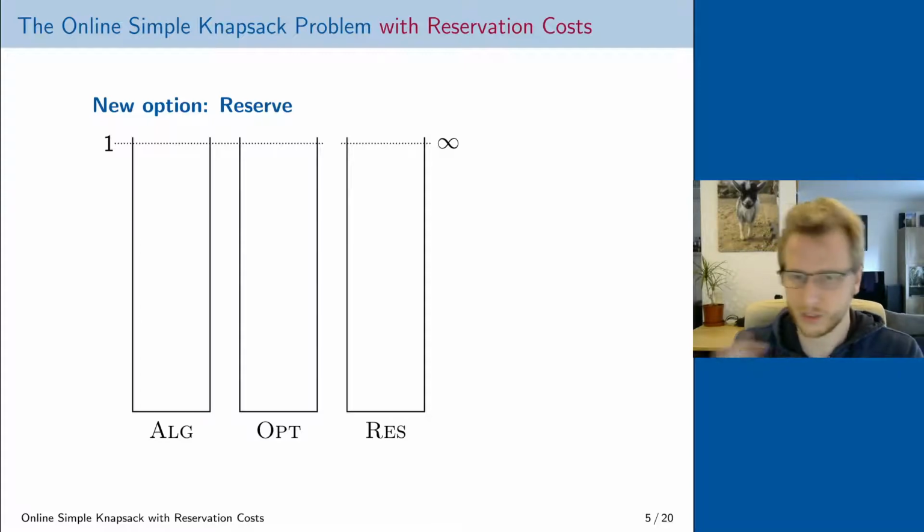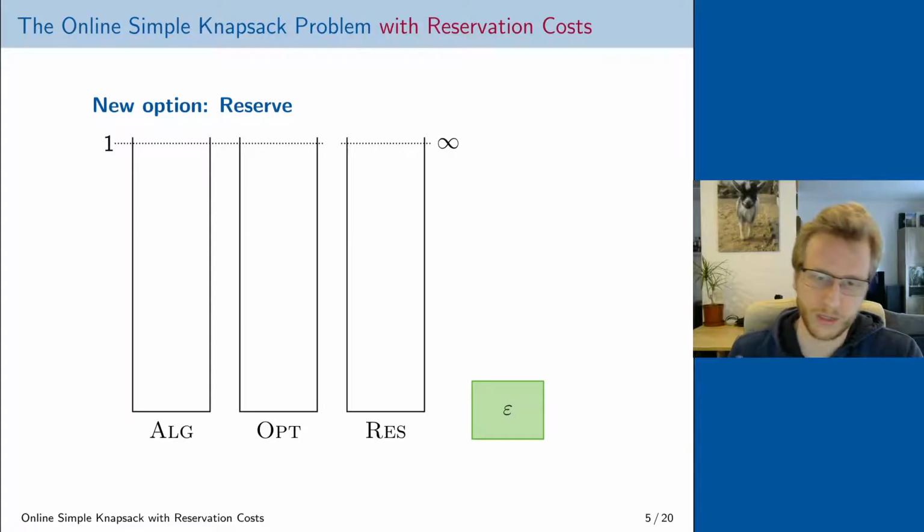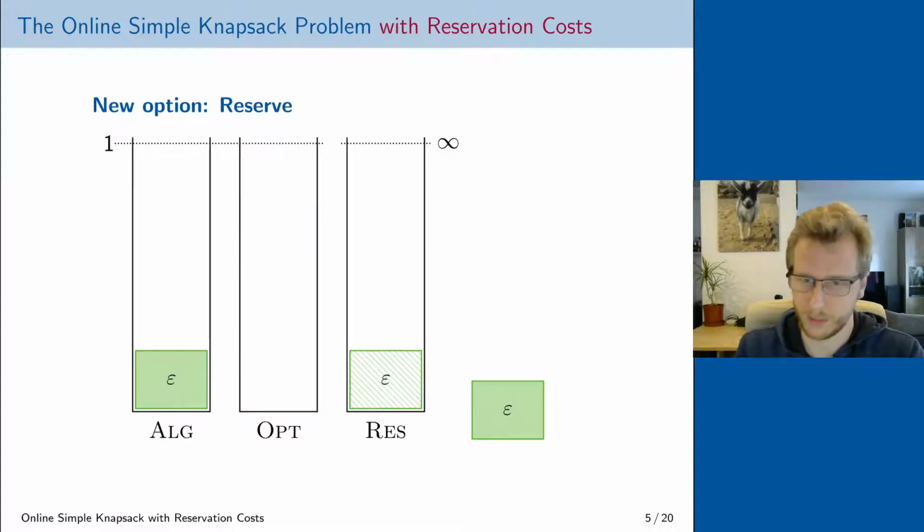So let's just apply this to the example that we just had, the two examples. Both start with epsilon, and we know that accepting or rejecting this item, both are very bad options. So our third option cannot be worse, so we simply reserve this item. And if this was the complete instance, then now we have the option to just put this item that we previously put into our reserve into our knapsack. We can now pack it. And the optimum would, of course, also pack this epsilon.